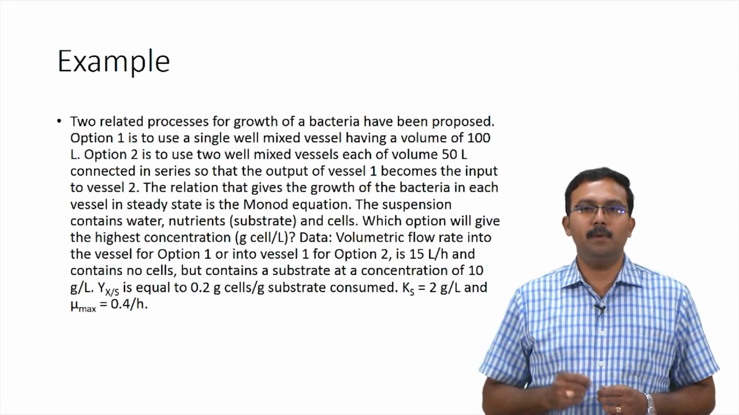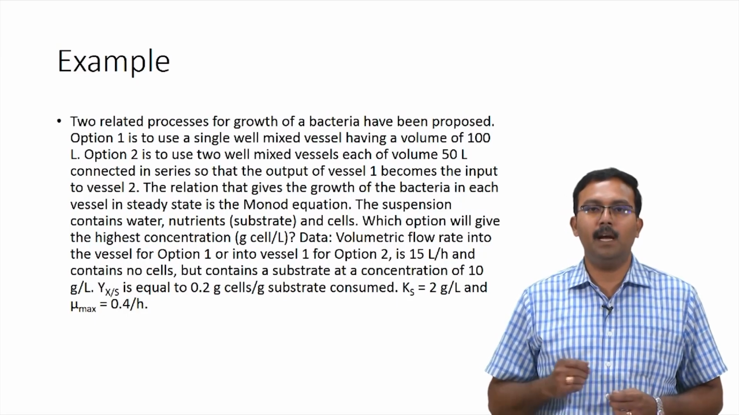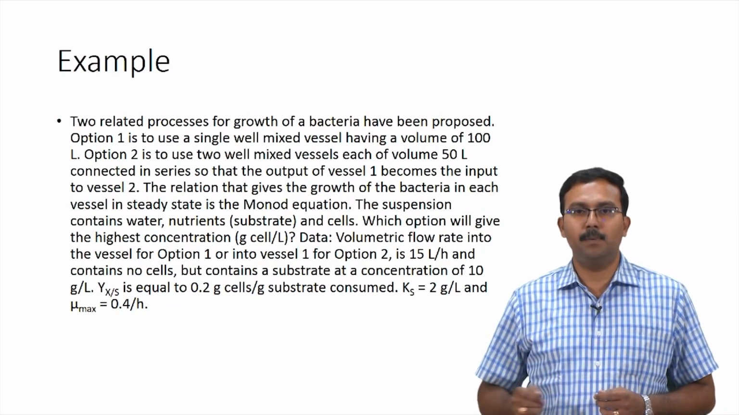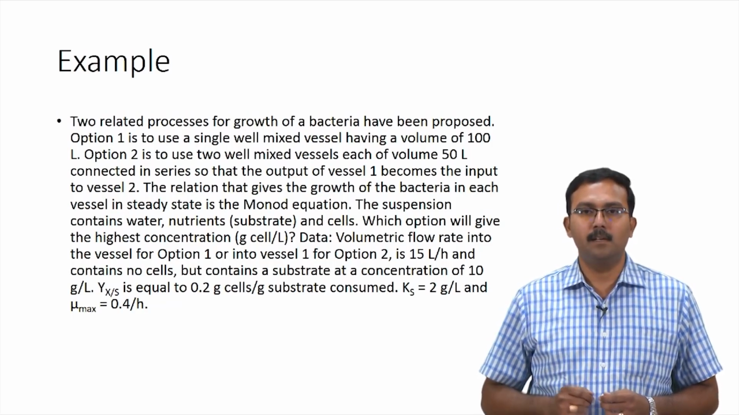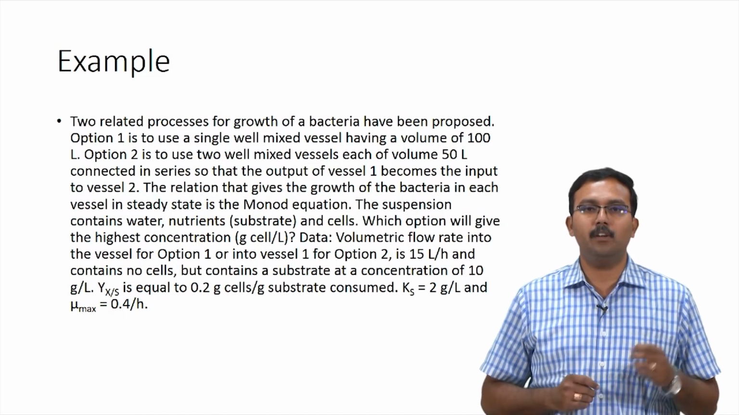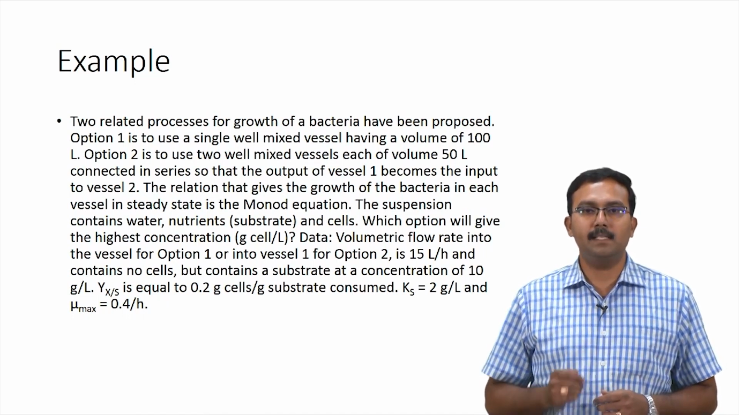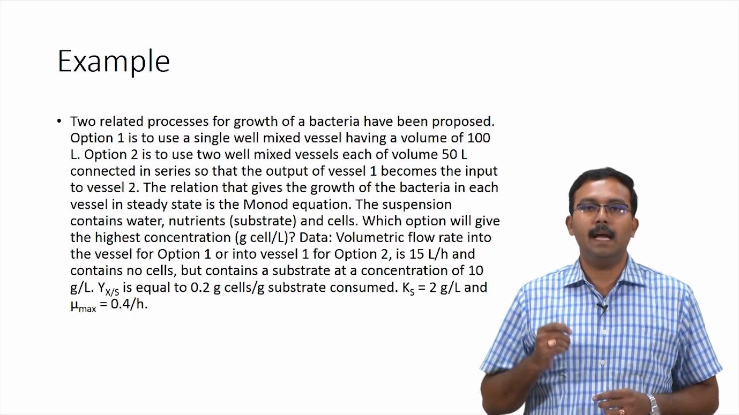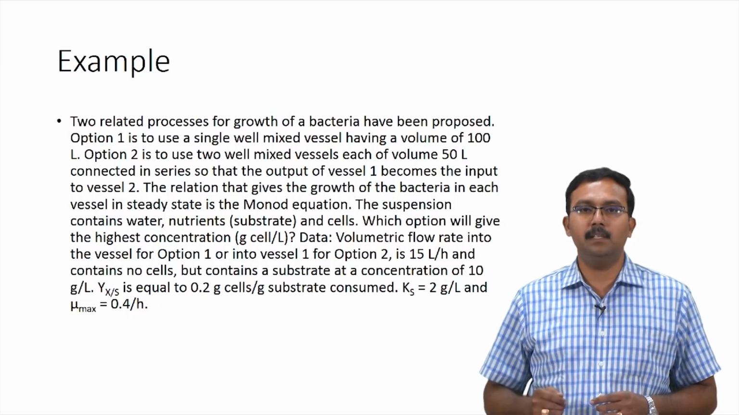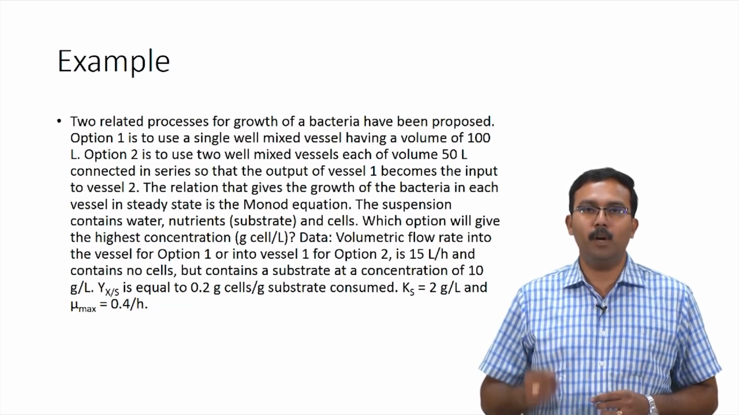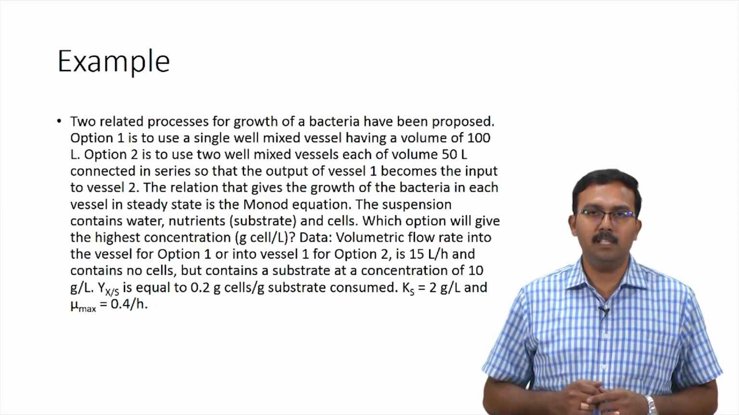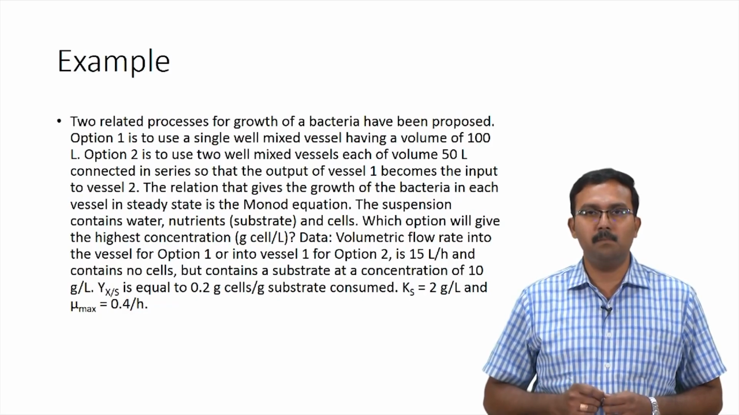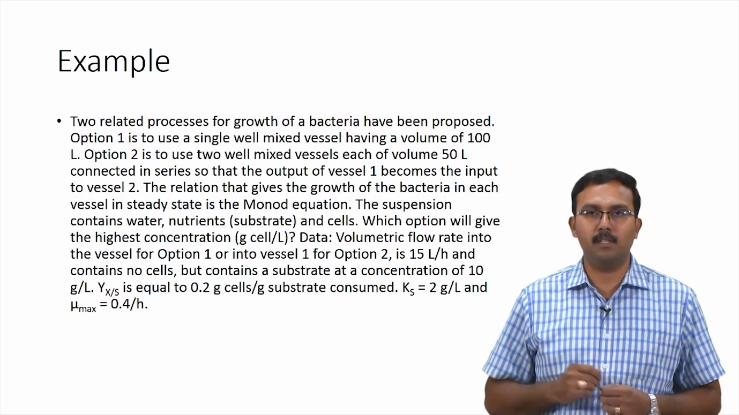You have been given that the volumetric flow rate into vessel 1 for option 1 and into vessel 1 for option 2 is 15 liters per hour and contains no cells, but it contains a substrate at the concentration of 10 grams per liter, and Yxs is given as 0.2 grams of cells per gram of substrate consumed, and Ks is 2 grams per liter and mu max is 0.4 per hour. With all this information, let us perform the material balance calculations to identify which of the two systems will give us the higher biomass concentration.